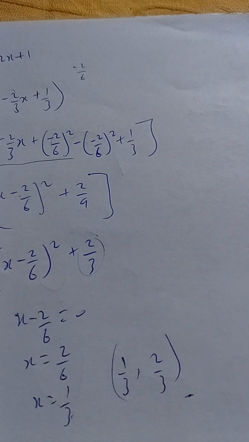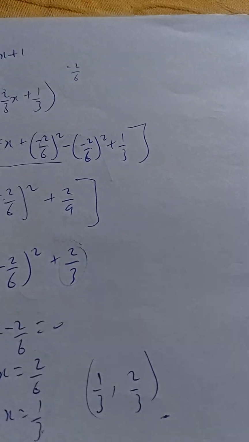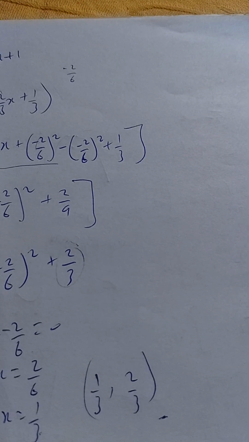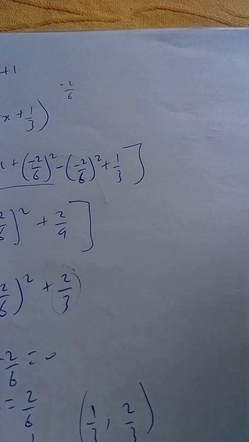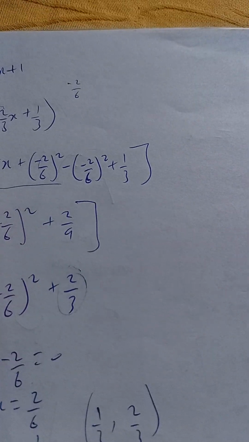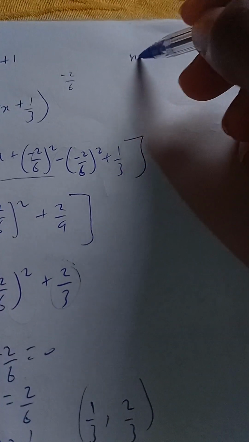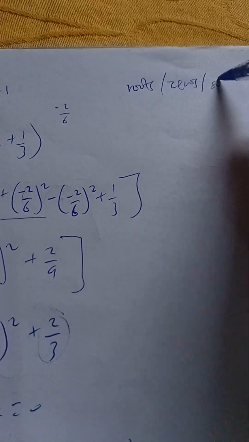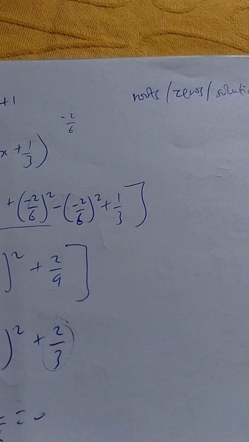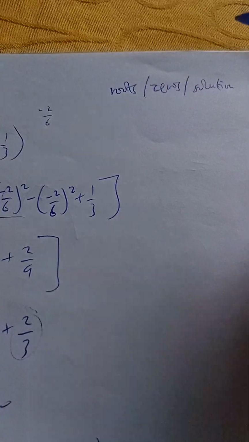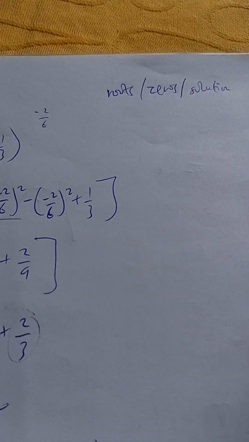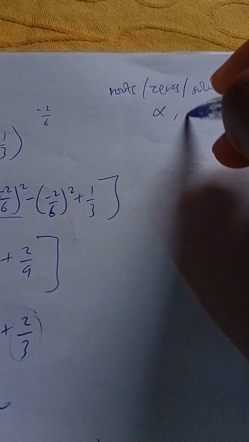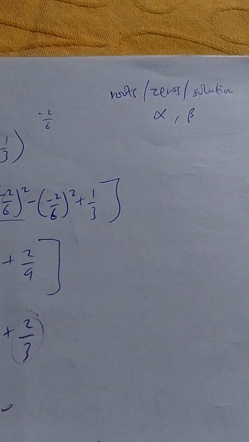Okay, let's look at this one first. For the roots of a quadratic equation, when you solve a quadratic equation, you get two answers, x1 and x2. So those are the roots or the zeros or the solutions. So if the roots or the zeros or the solutions of a quadratic equation are alpha and beta, then how do you find the equation?